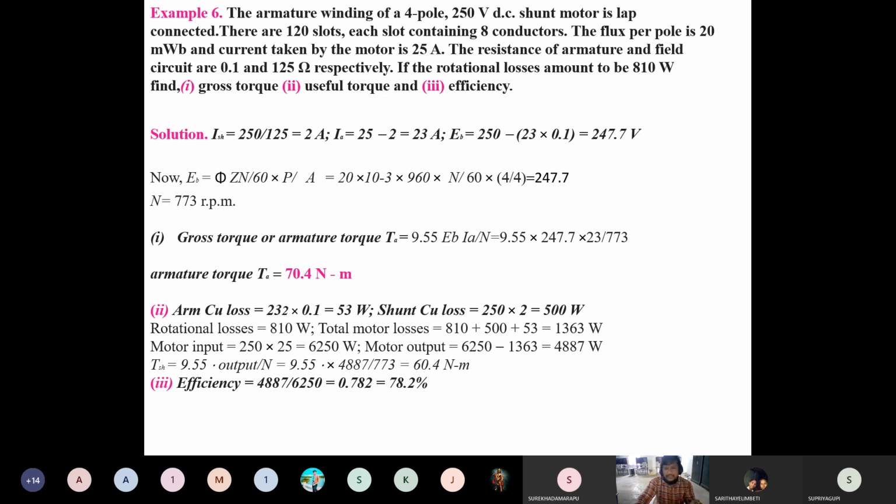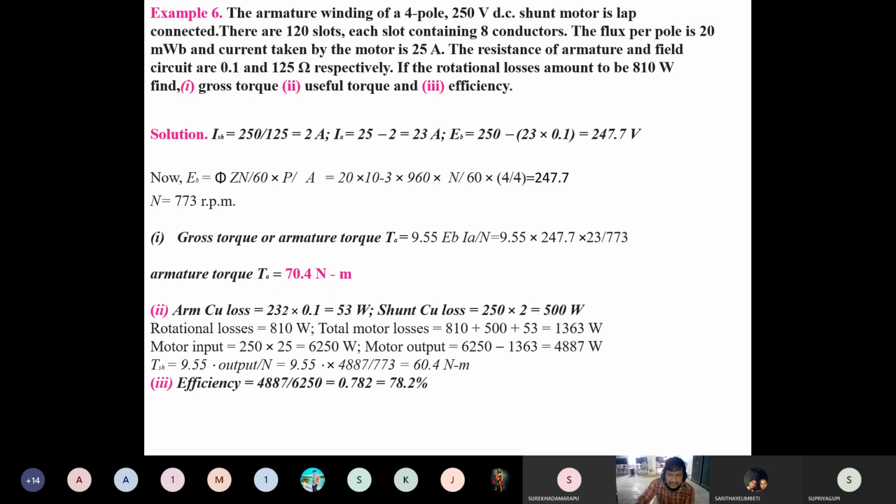We know the speed, we know the back EMF, we know the armature current. That's why armature torque is 9.55 into Eb Ia by N, otherwise 9.55 into output by speed. So 9.55 into Eb 247.7 into Ia 23, divided by 773. So armature torque is equal to 70.4 Newton meter. So this is the gross torque, right?